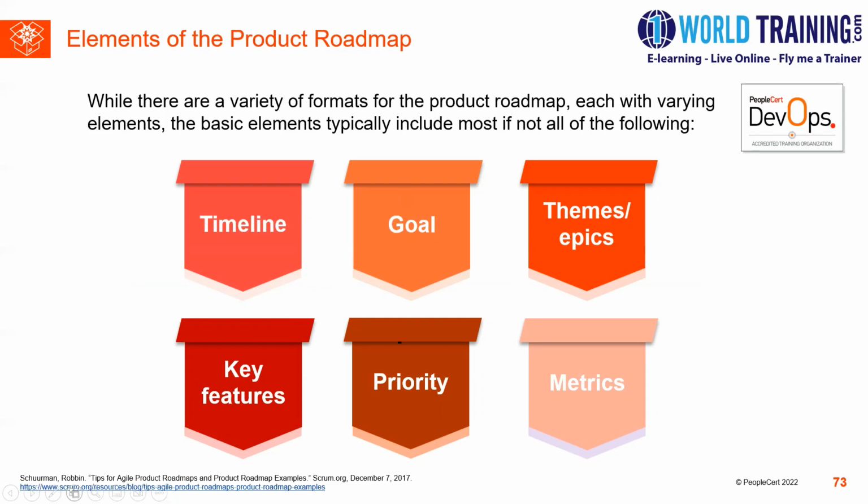In the exam, there will not be any detailed questions, so you should be thorough about what the basic elements of a product roadmap are, and how these elements are worked upon. These are the generic elements: timeline, goals, themes or epics, key features, priorities, and metrics. So these can be the straightforward questions in the exam.